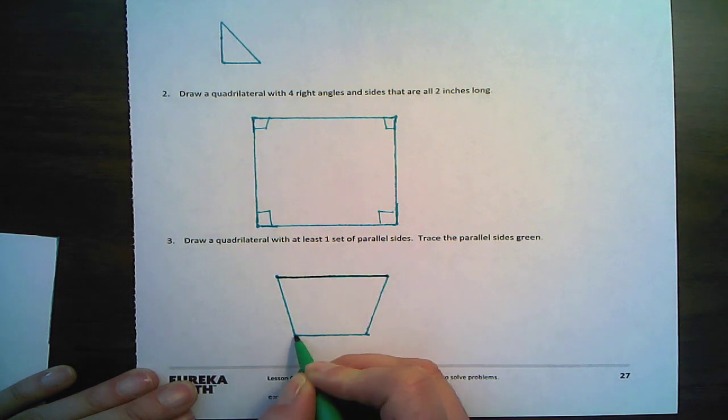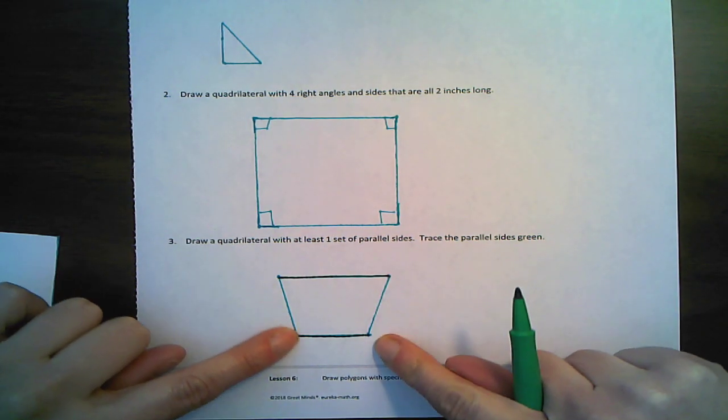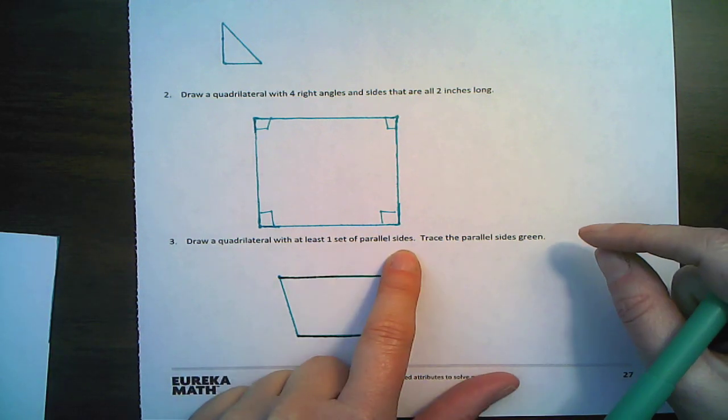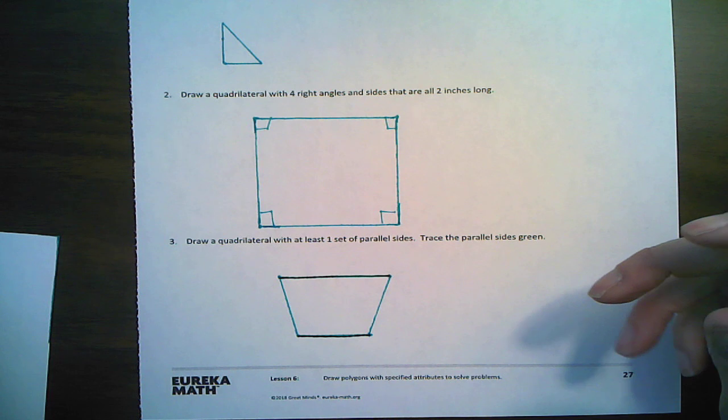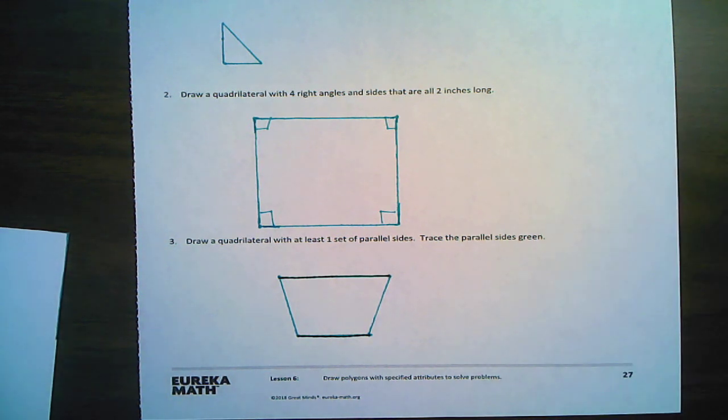This is my set of parallel sides. These sides are not parallel. It did say at least one set of parallel sides, so you could have drawn a rectangle, or a square. Even though that has 2 sets, it says at least one, so you would have been good.